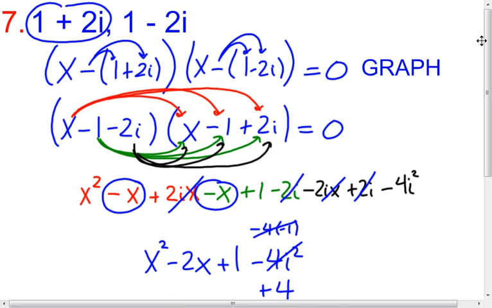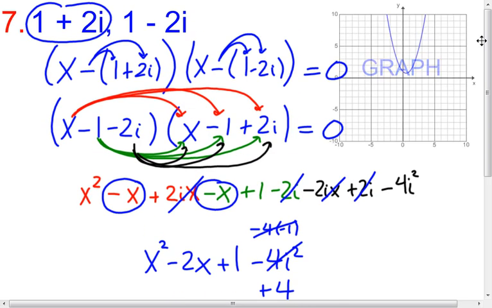And if I go back and show you the graph, and I know this is kind of a mess, but obviously it does not cross the x-axis because it has imaginary roots. So that's what that would look like.